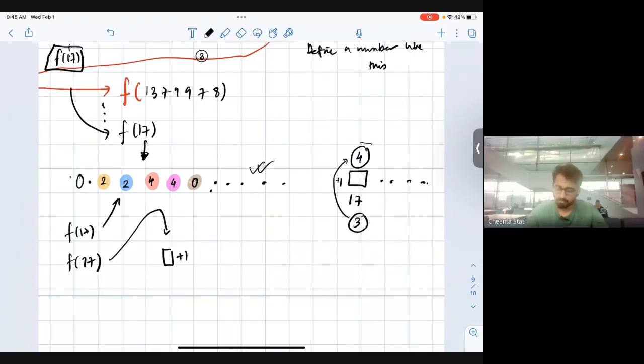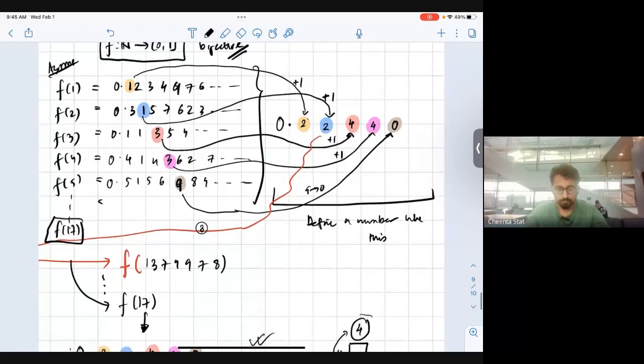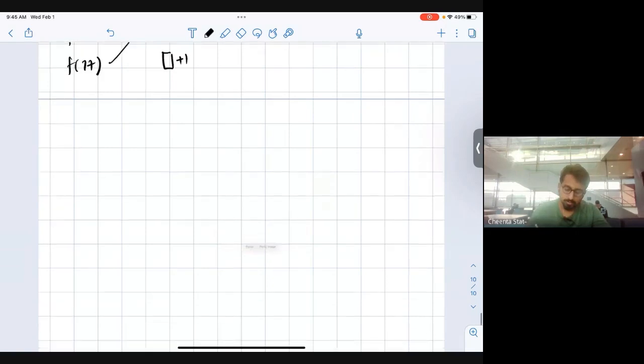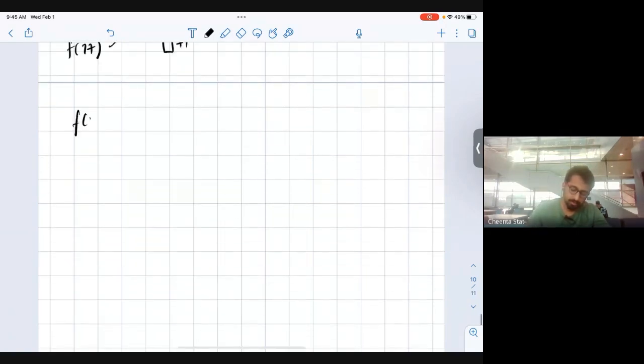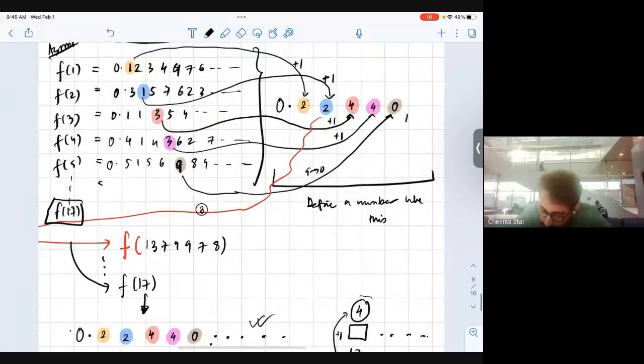Okay, fine. So did you understand the construction? Let's take this. So let's say f of 6. We don't know what f of 6 is, right? Let's see how we are defining this function.